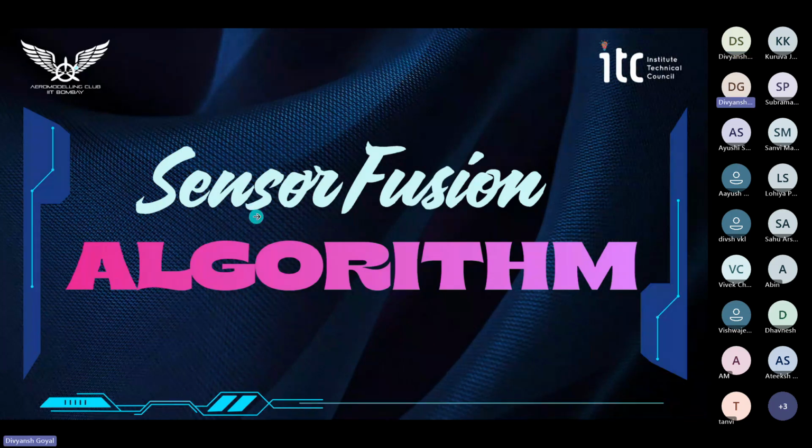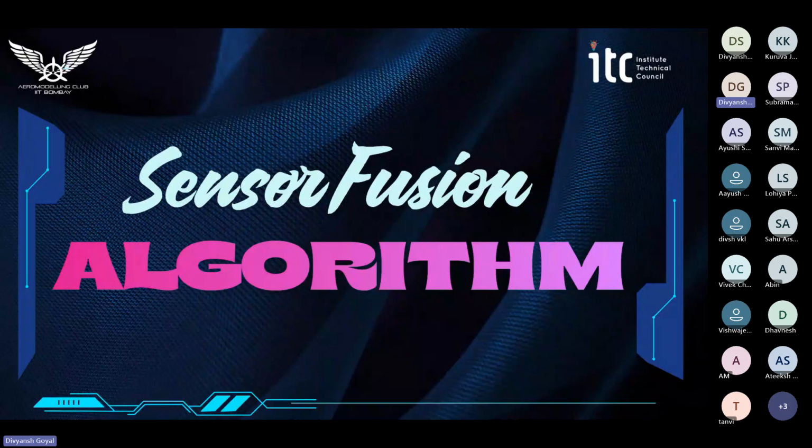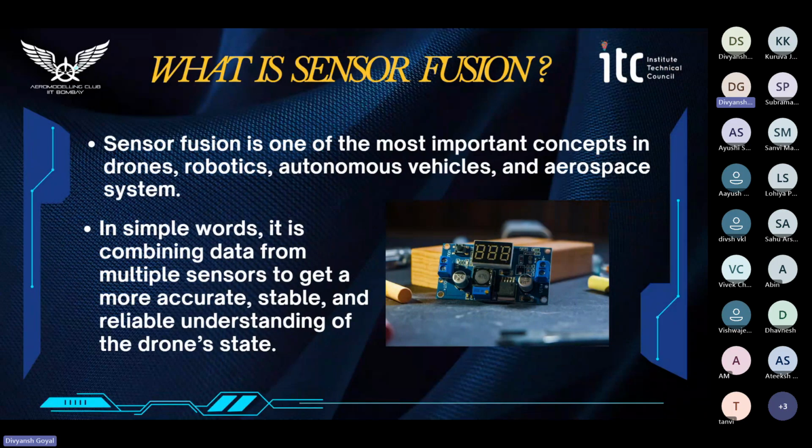I am Divyansh Goel from the Aerospace Department and Aeromodelling Convener of the current tenure. So let's talk about sensor fusion algorithms. What sensor fusion actually is? As the name suggests, sensor fusion is combining the data from multiple sensors to get the accurate state of our drone. We basically want to know the current state of our drone, what its orientation is, and in which direction it is heading. For this, sensor fusion plays a major role.